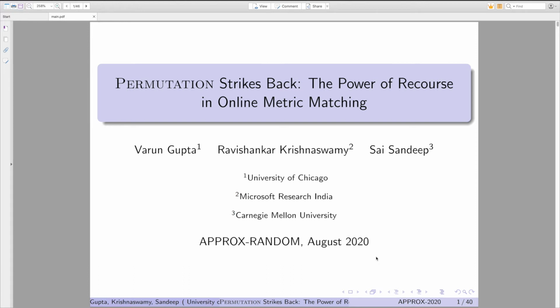This talk is about the power of recourse in online metric matching. It's joint work with Varun Gupta from University of Chicago and Ravishankar Krishnaswamy from Microsoft Research India.